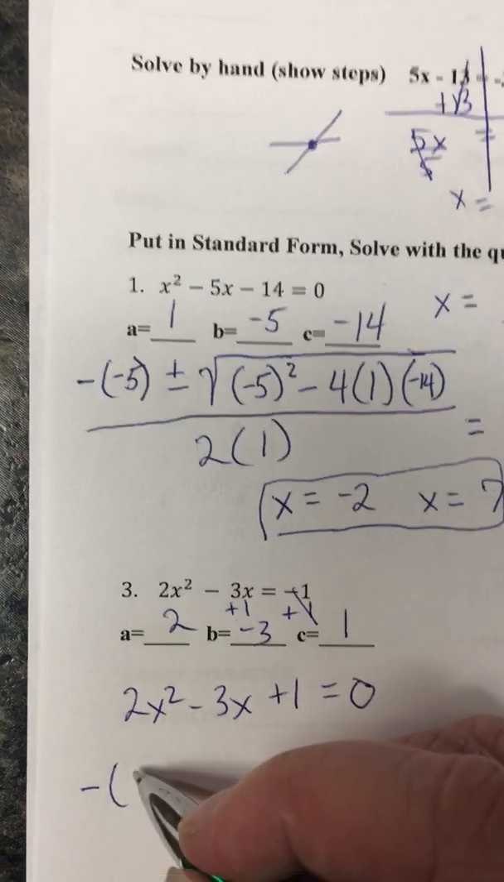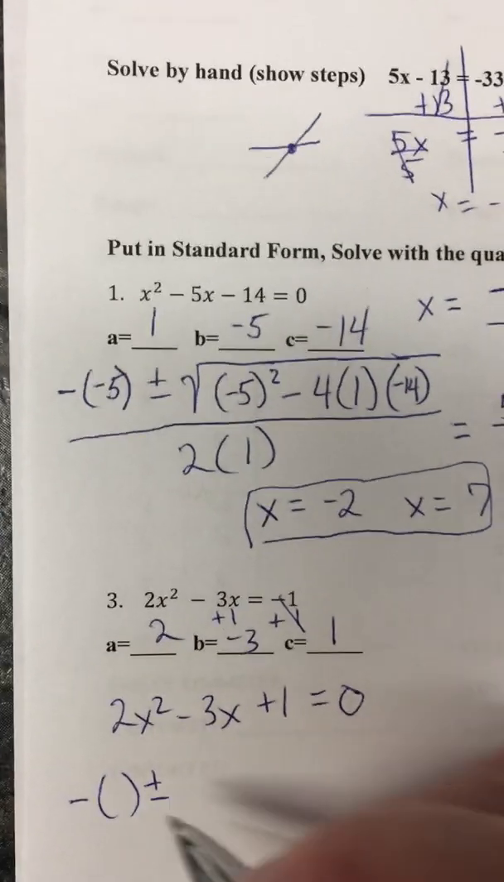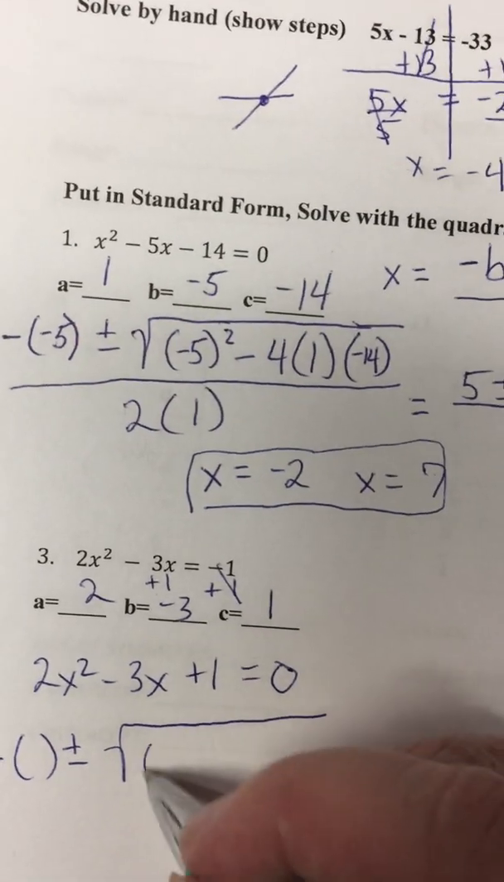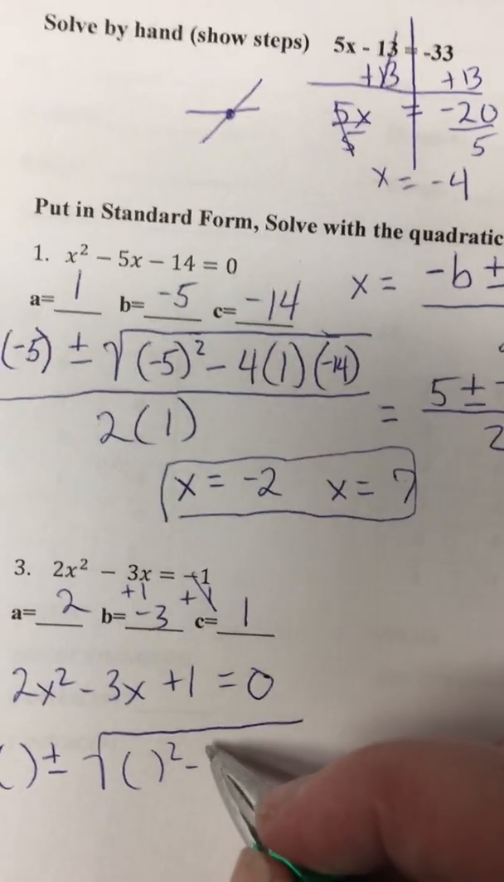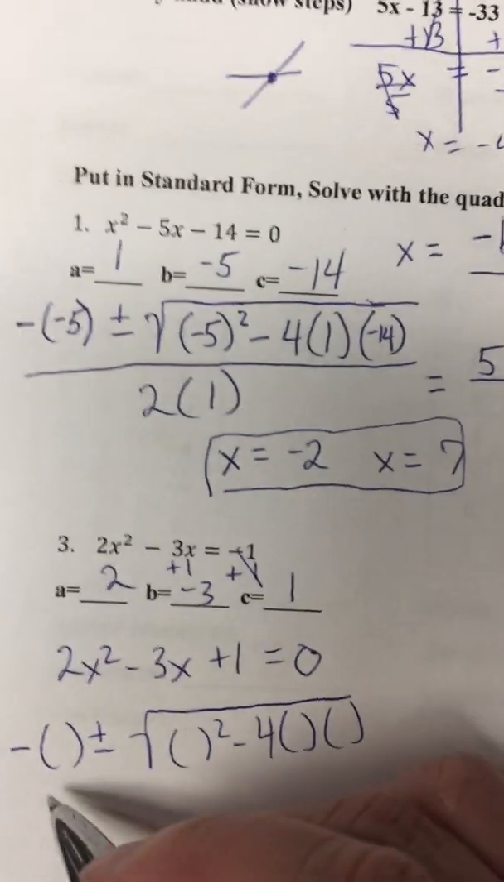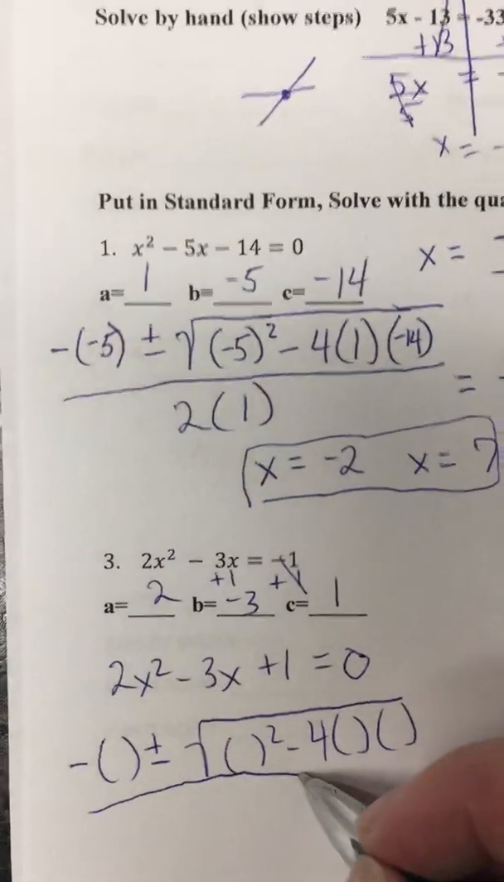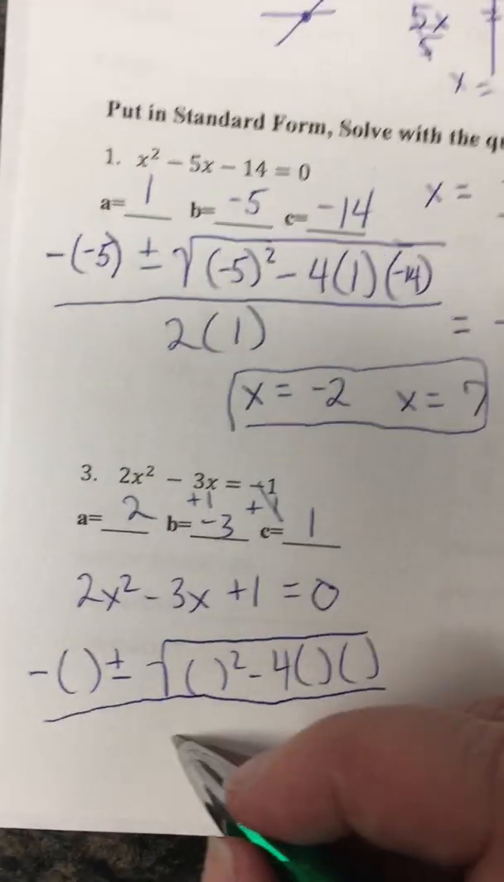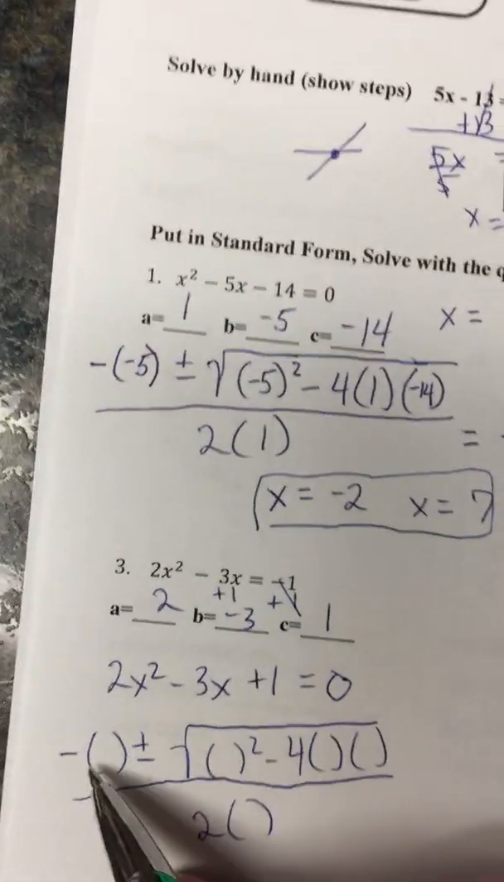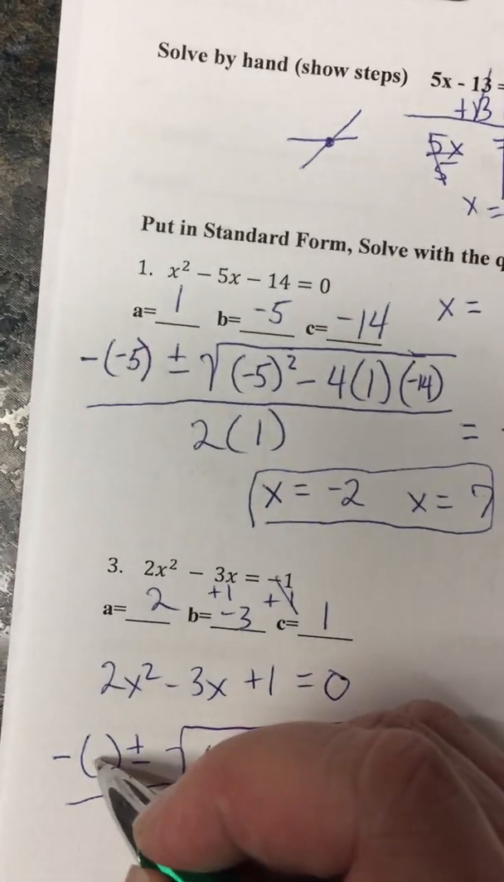I have -b plus or minus square root b squared minus 4 times a times c all over 2 times a. All right, now we're going to drop the numbers in. B's and B's go here. So -3 and -3.